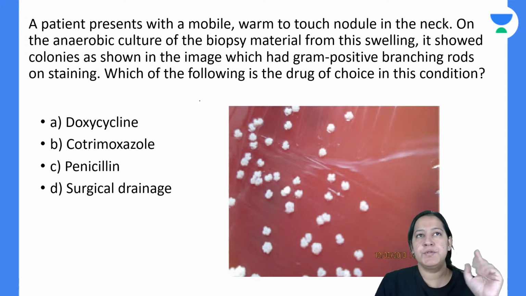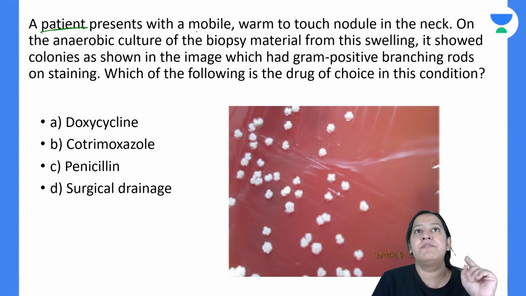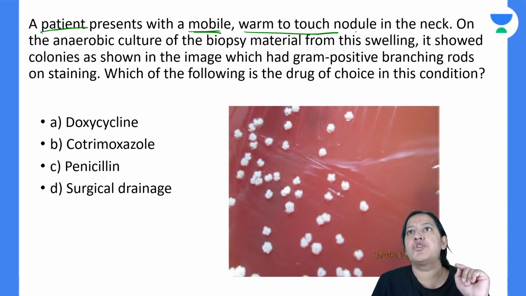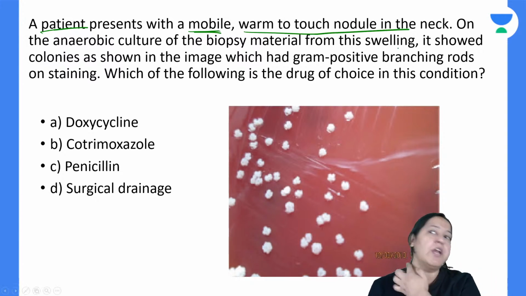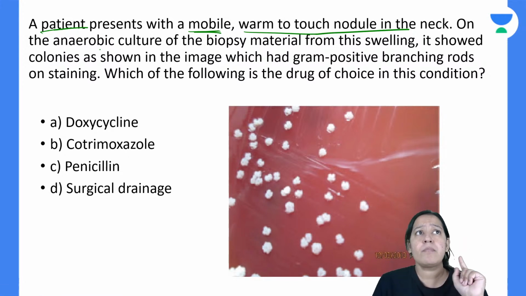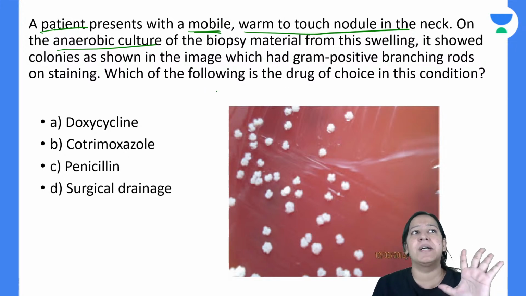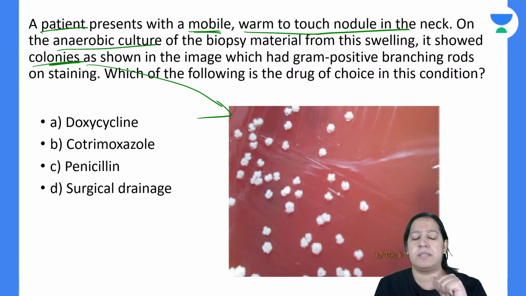Okay, so I will read the question for you. There is a patient who presents with a mobile, warm to touch nodule in the neck. The nodule is mobile. On anaerobic culture of the biopsy material from the swelling, we have taken a biopsy and it is grown on an anaerobic culture. It is forming colonies as shown in the figure. See the colonies.